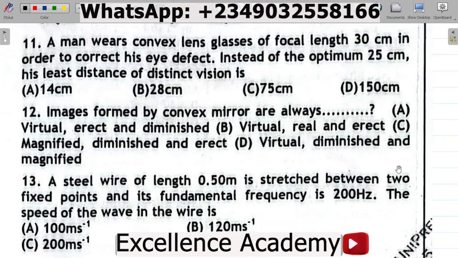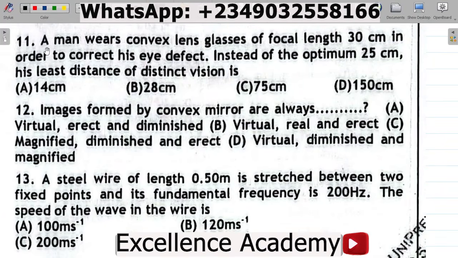Let's look at question number 11 to 20 of the 2021 JAMB examination questions. Question 11 says, a man wears convex lens glasses of focal length 30 cm in order to correct his eye defect. Instead of the optimum 25 cm, his least distance of distinct vision is A. 14 cm, B. 28 cm, C. 75 cm, D. 150 cm. So how do we solve this question?